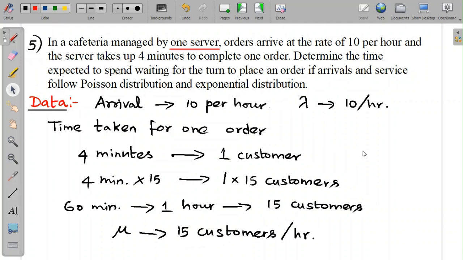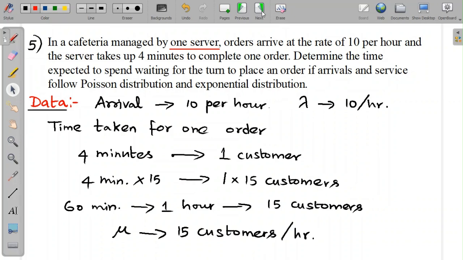We identify that there's only one server in the system. That's evident from the first line of the problem. And the arrivals and service follow Poisson and exponential distribution, which means the two M's in the model M/M/1 are identified. So it's a cafeteria, so we'll assume that the discipline is FCFS. And the arrival is at 10 per hour. The time taken for one order is 4 minutes. 4 times 15 will include 1 times 15 customers. So 15 customers are served in 60 minutes. So 15 customers are served in an hour. So lambda is at 10, mu is at 15, and that will help us find all the answers that we need.